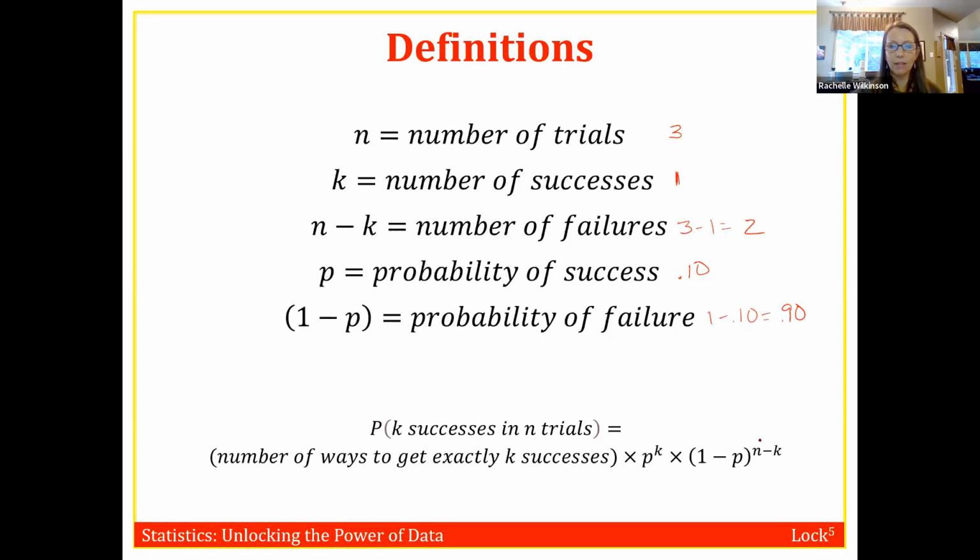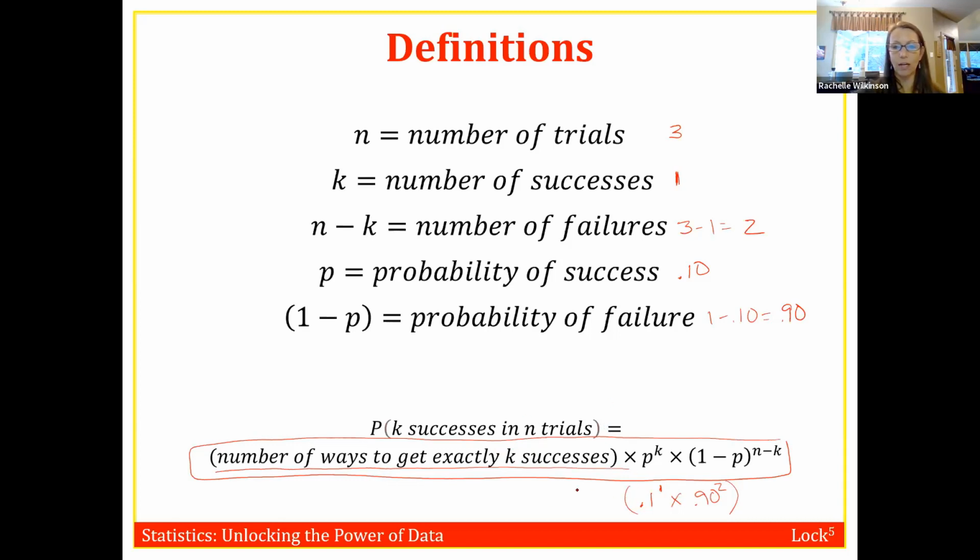Okay, so again, based on that, this is kind of what I was showing you on the other slide. We're going to be able to figure out the probability of getting exactly K successes in N trials. So I can just take the probability of success, which was 0.1, raise it to the power of however many successes I had. I can multiply that by the probability of failure, which in this case was the righty. So that's 0.9 raised to however many failures I had, which in this case was 2. And then I multiply all that by the number of ways to get exactly K successes in N trials. So for the example I was working on, that was 3.